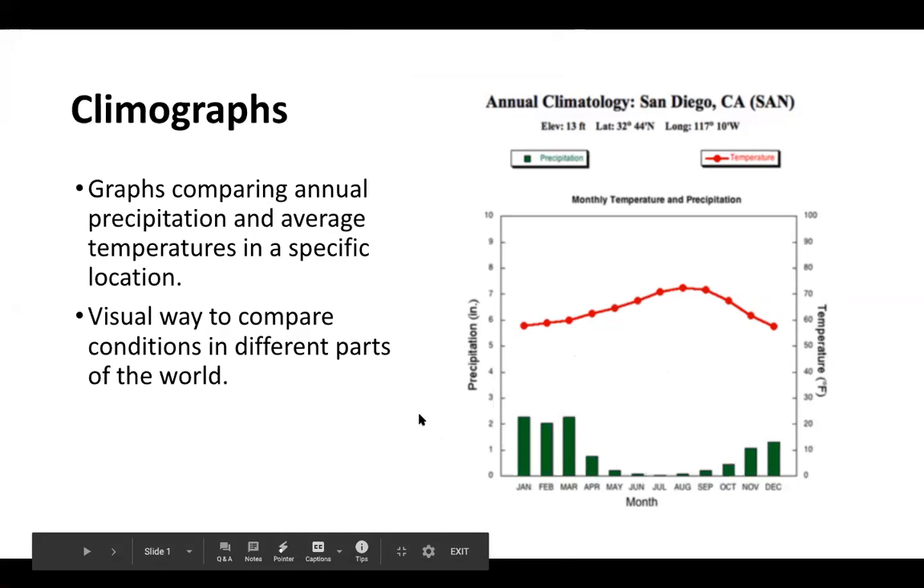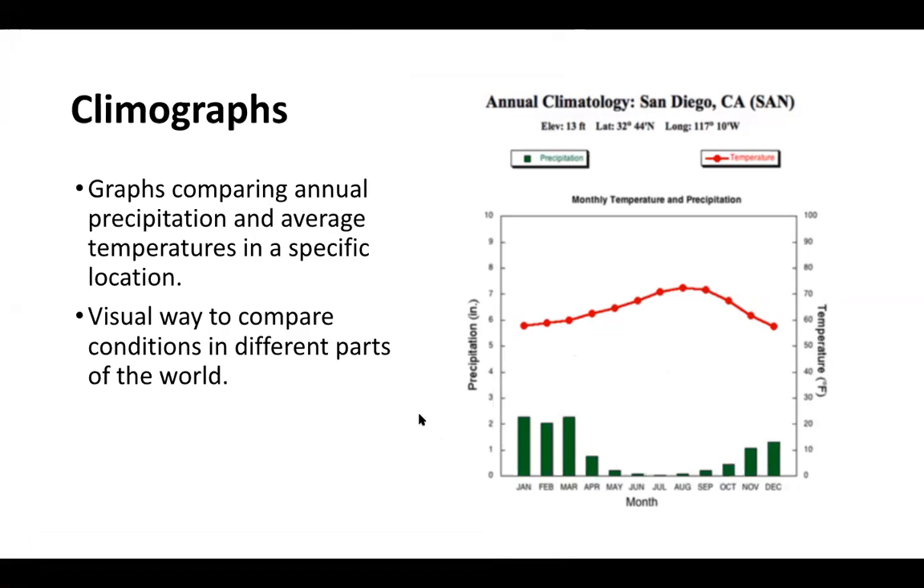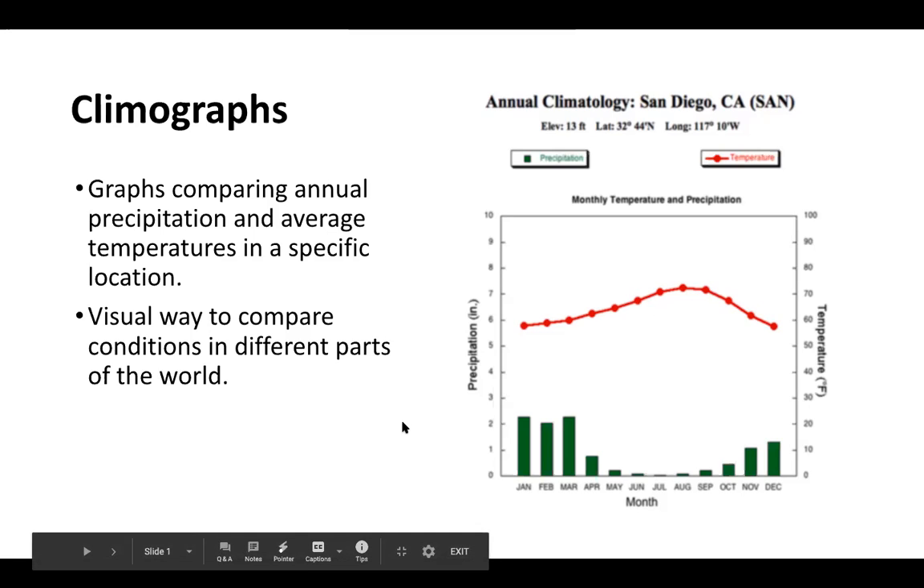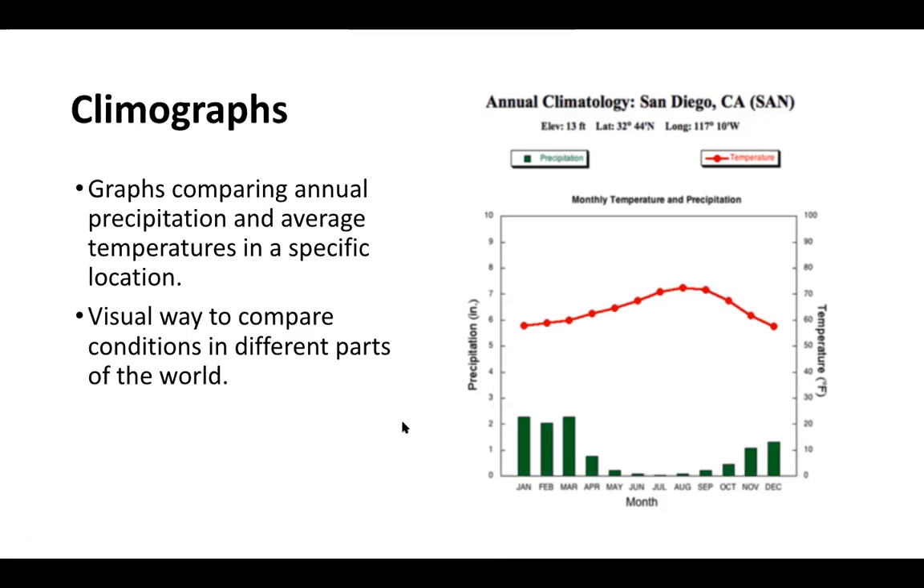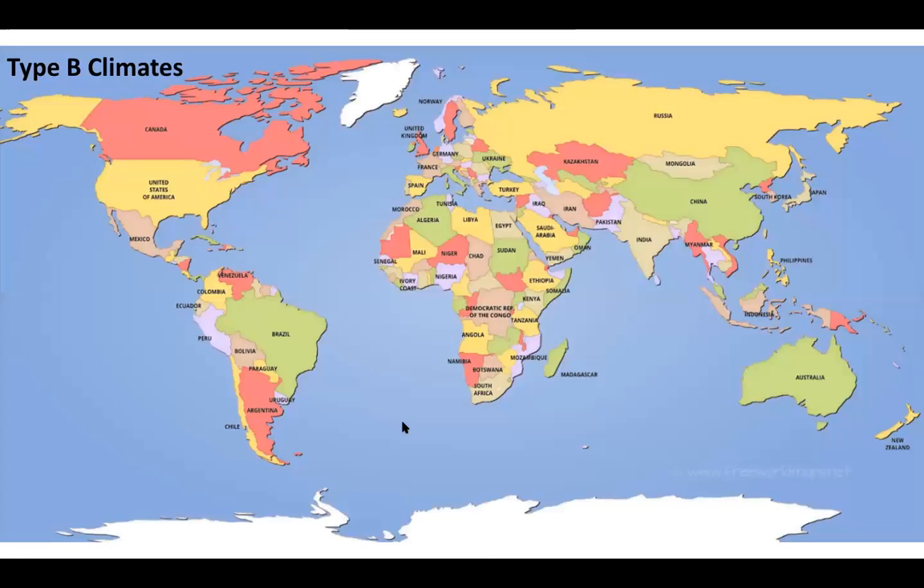And so you can see this is San Diego, California. January, February, and March are very rainy months in San Diego. It gets very dry in June, July, and August. It also tends to get very warm in those months, right? August is the warmest month. And so I like climographs because they give you this pretty cool snapshot. And they also allow for really easy comparisons.